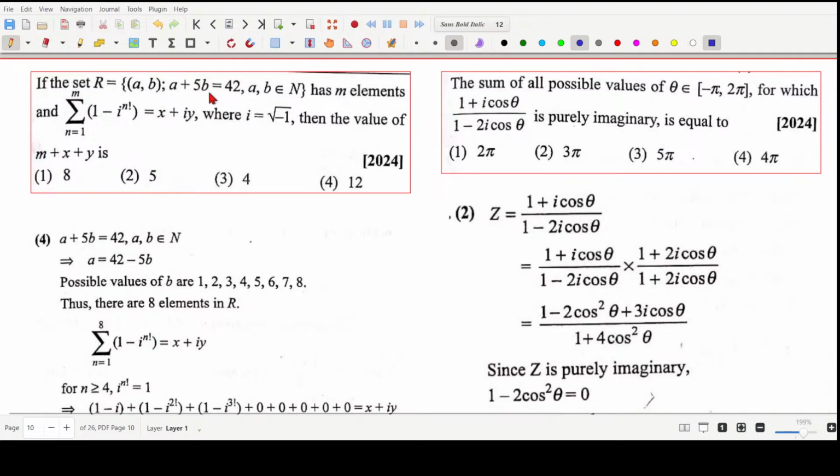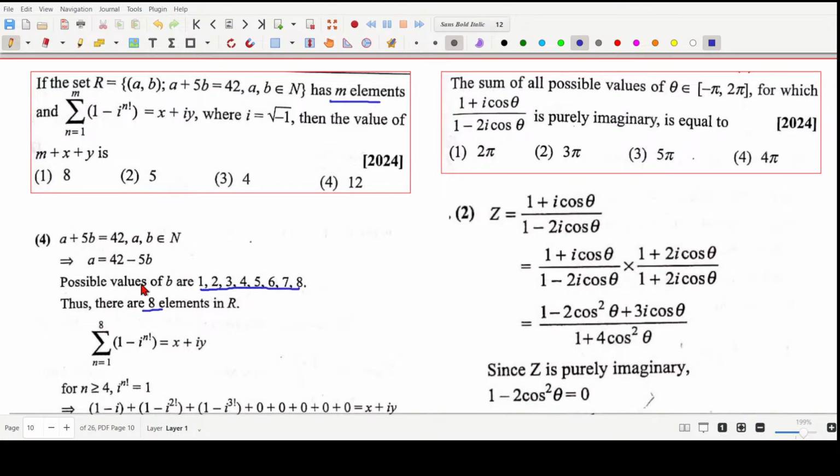B can go up to 8. 5 times 8 is 40 and a will be 2. Right? B can be 1, 2, 3, 4 up to 8. A will be correspondingly some 8 other numbers. Agree? So that means there are m, 8 pairs. What is m? M elements is 8 pairs of a and b. Right? M is 8. Agree? Now, sigma of 1 to m, 1 minus i power n factorial.